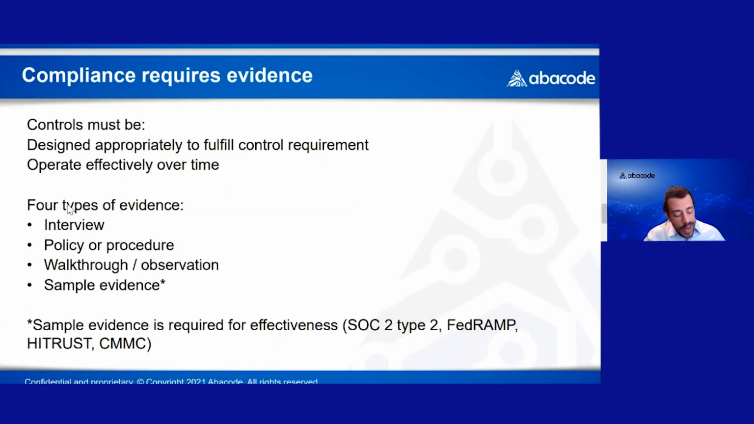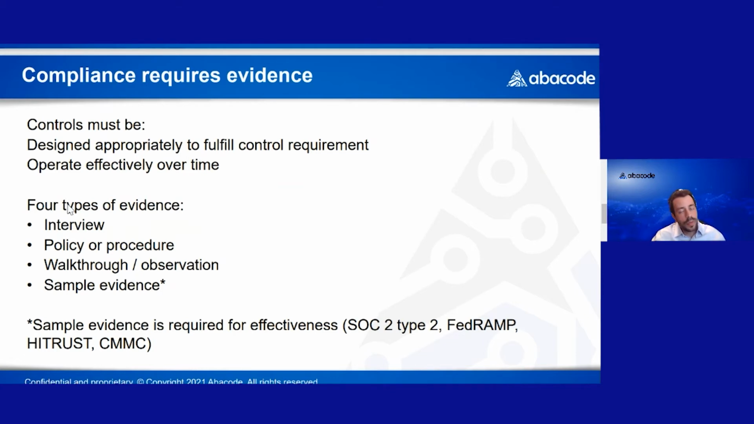So I keep talking about compliance and evidence. To be compliant, you need to be able to prove what you're doing. You need to be able to prove you're doing what you're saying you're doing. So for a control to be compliant, it must be designed appropriately to fulfill the control requirement, and it must operate effectively over time. So the control design is covered by security policies, by interviews, it could be by job descriptions. It's anything that's showing that we have taken the time to take this control requirement and apply a technology or a process to it to fulfill that requirement.